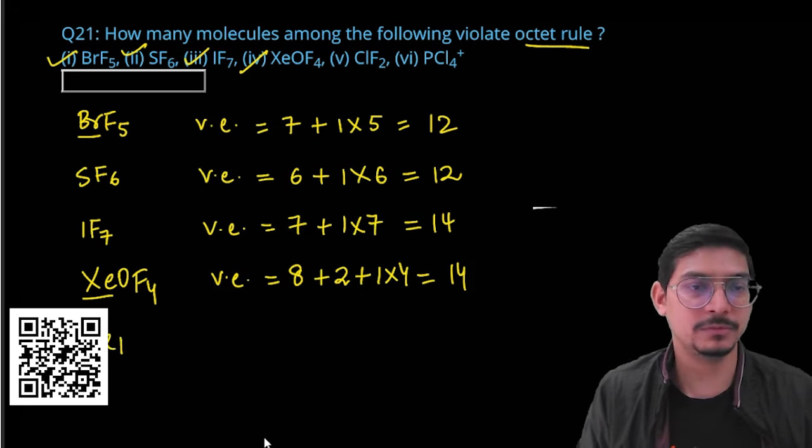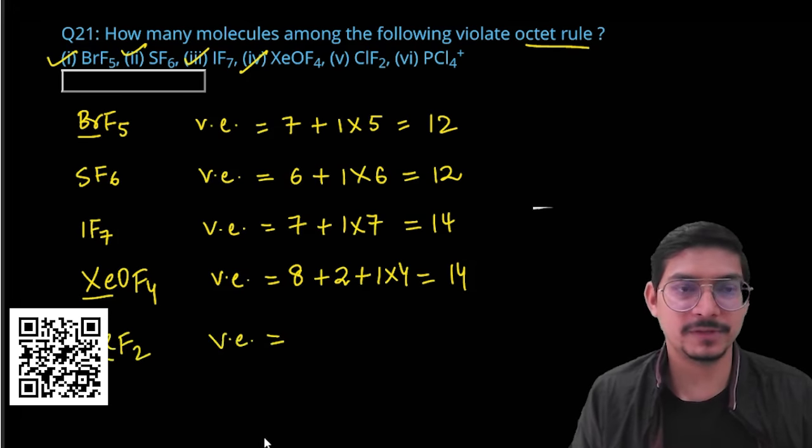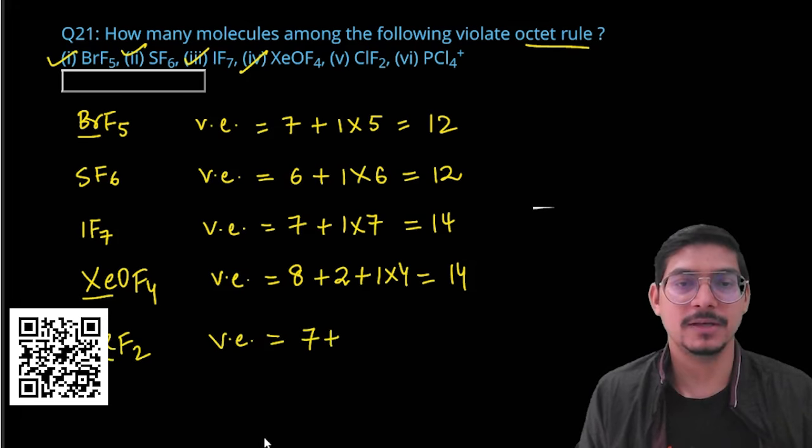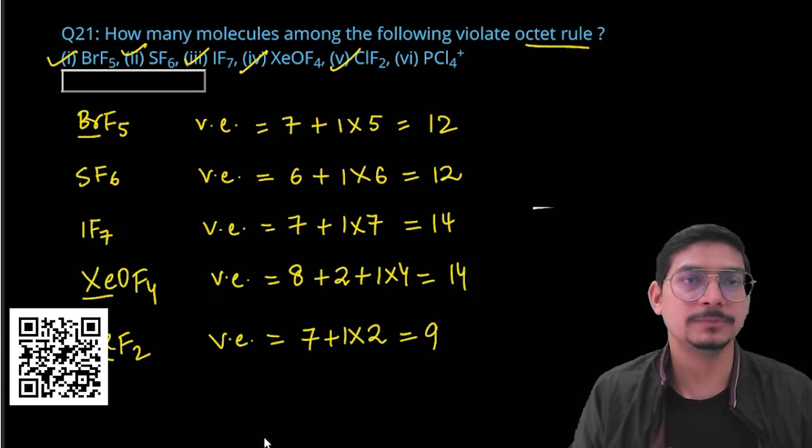Coming to ClF2, chlorine is a central atom because it is less electronegative than fluorine. It has 7 valence electrons and 2 fluorine atoms contribute 2 electrons, for a total of 9 electrons. This is also an exception to the octet rule.